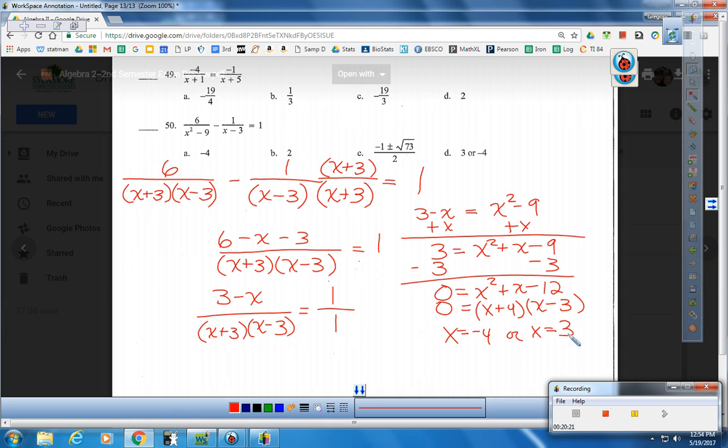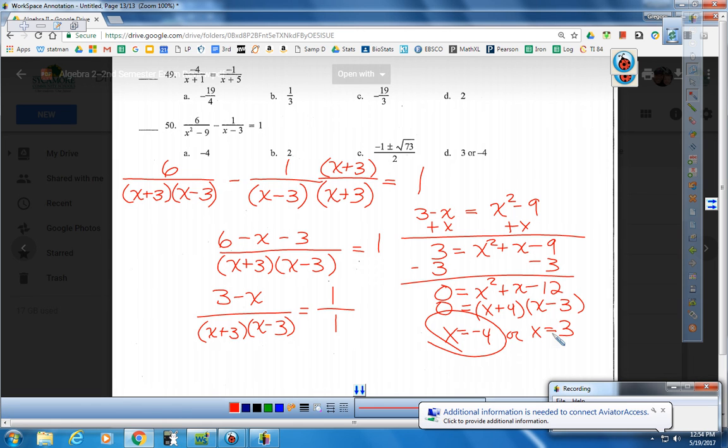Now, when I get two answers like that, I always need to double check and make sure that they both work. If I plug negative 4 in here to both of these, I won't get 0 in the denominator. So I know negative 4 is definitely an answer. However, if I plug 3 in right here or right here, I will get 0 in the denominator. If I get 0 in the denominator, it means 3 is not an answer. That's kind of a trick question.